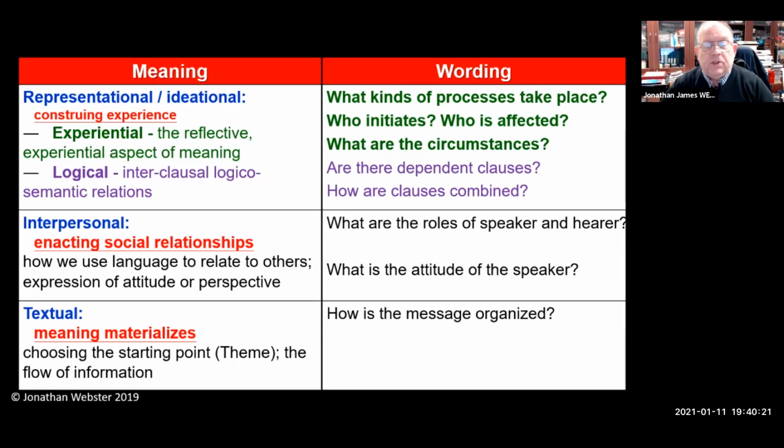When it comes to the interpersonal, what's my role? I'm the speaker. I'm giving you information. What is your role? To receive it. What's the attitude of the speaker? How am I communicating to you my attitude toward what I'm talking about, my attitude toward you, the listener? How am I organizing the message? Hopefully it's coming across in a coherent way. But how am I structuring it? How am I organizing the text? Because as I'm speaking to you now, that is the text.